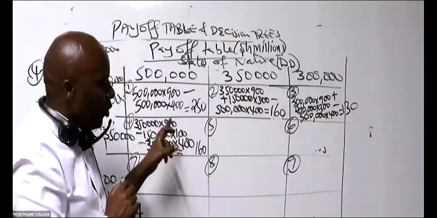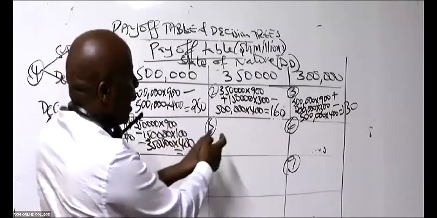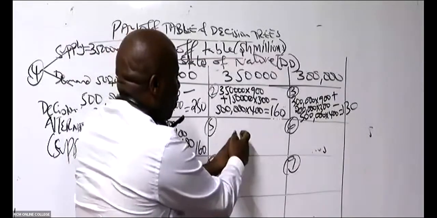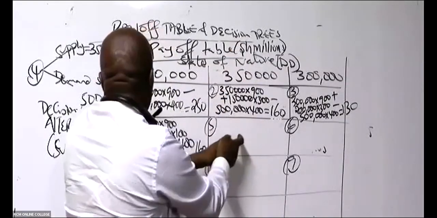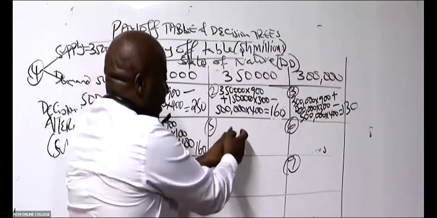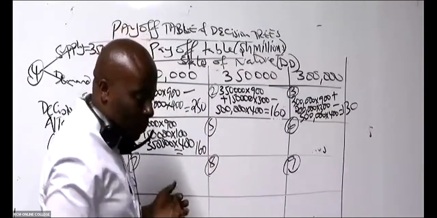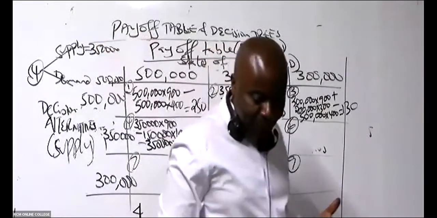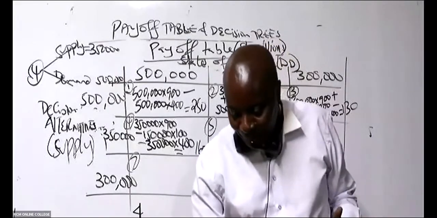400 demanded here. Just like when I come here, I'll look at the intersection. We are looking at this demand of 350 versus supply of 350. The intersection. I hope that is helpful.